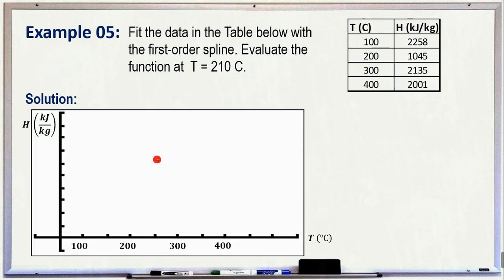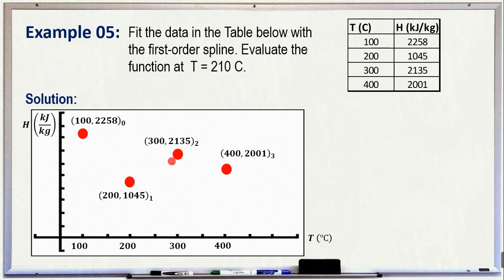Now, the first step is to plot these data points on our Cartesian coordinate plane with the horizontal axis for the temperature and the vertical axis for the enthalpy. And these are the points. So the initial point has coordinates 100, 2258. Then the second one, 200 and 1045. The third one is at 300. We have an enthalpy of 2135. And lastly, we have 400 and 2001.